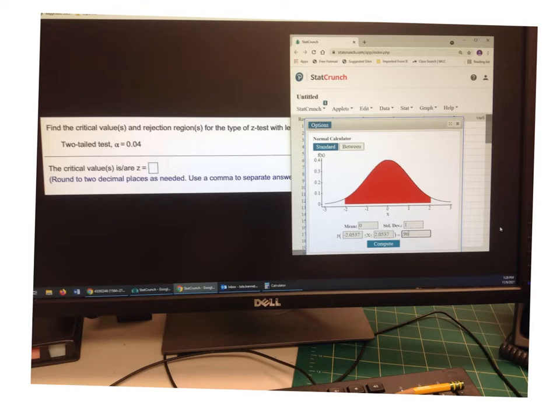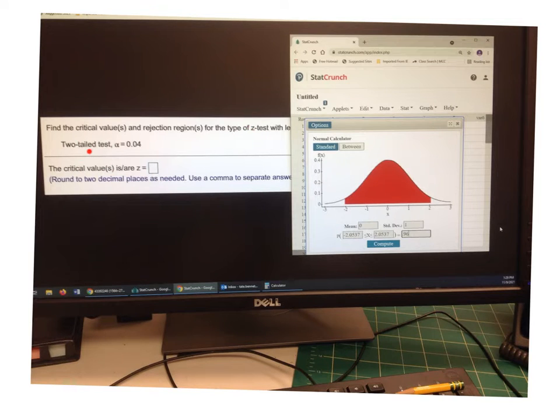So I saw your question on the discussion board. You want to find the critical values, and you notice the z here. Seeing the z, I know it's going to be talking about the normal distribution. Find the critical values in the rejection region for this type of z test.